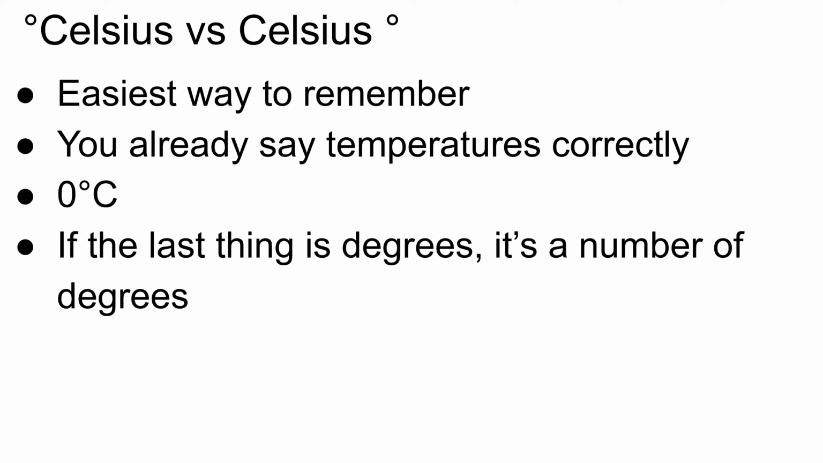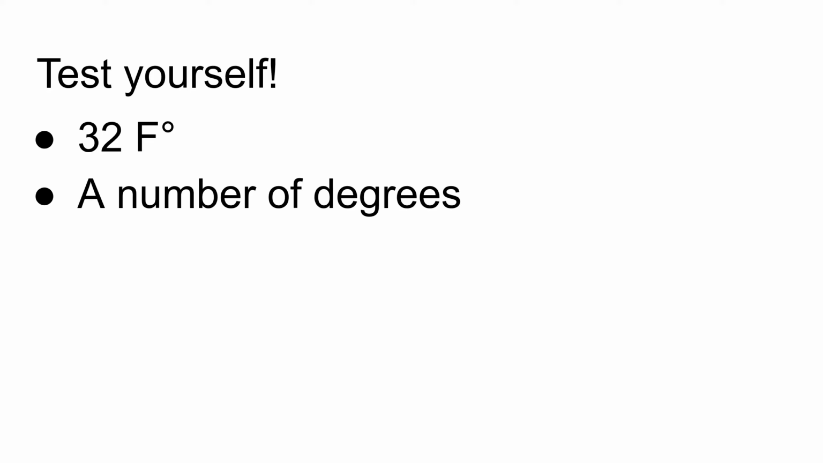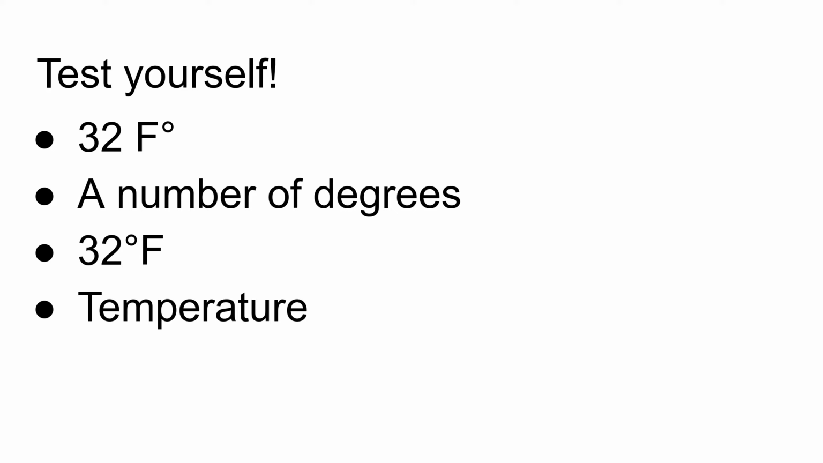If the last thing is degrees, it's a number of degrees. For example, 100 Celsius degrees, you're talking about a number of degrees, the difference between two temperatures expressed in degrees, because you say it differently. 100 Celsius degrees. Oh, last thing I said was degrees. If the last thing you say is degrees, you need to use the formula to convert degrees, not the formula to convert temperatures. So let's see. 32 Fahrenheit degrees. Oh, that's right. That's a number of degrees. 32 degrees Fahrenheit, that's a temperature.